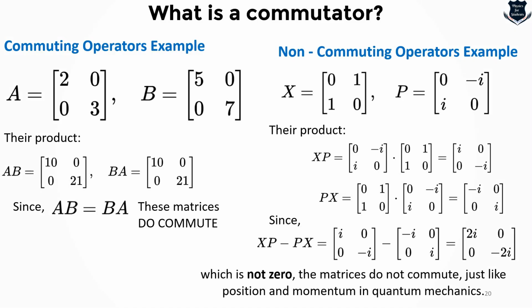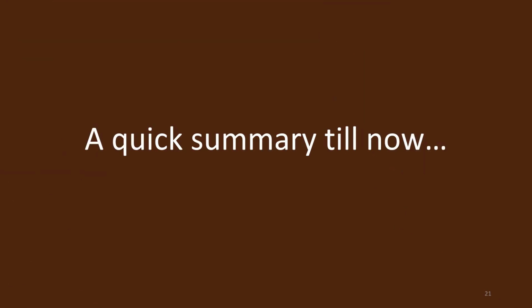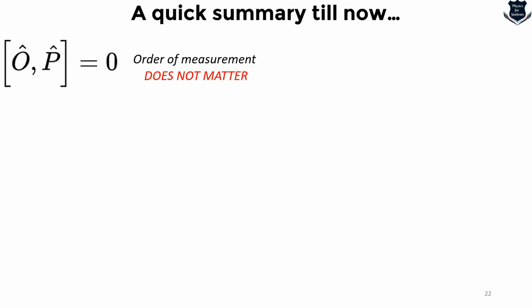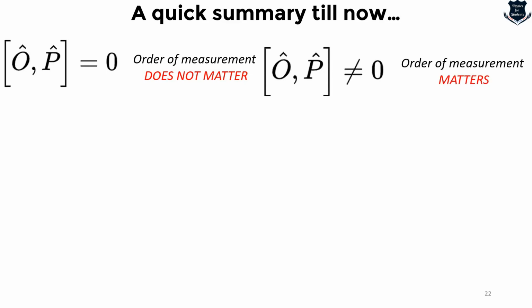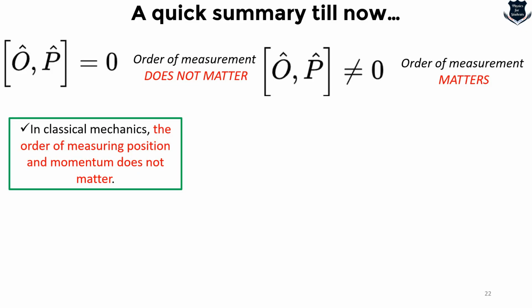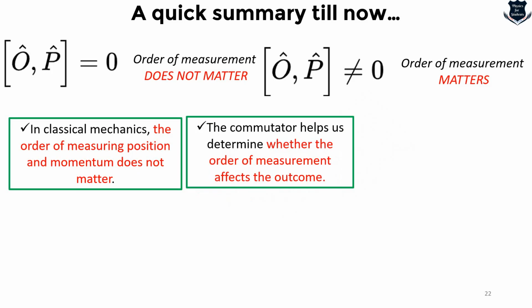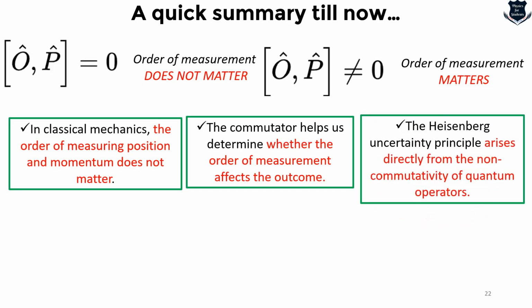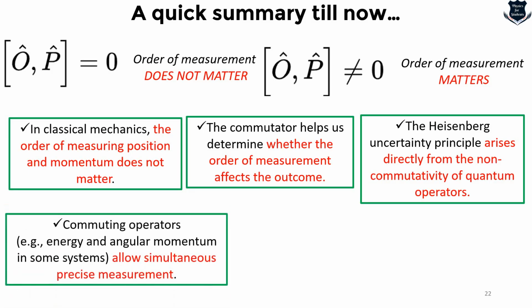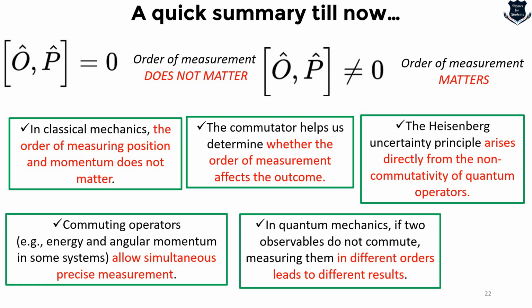Well, we will now take a pause and quickly summarize what we have learned till now so that we can move to the true part of the Ehrenfest theorem. So what we have understood till now is that if the commutator is equal to 0, order of measurement does not matter. And if it is not equal to 0, then order of measurement really matters. We have also seen that in classical mechanics, the order of measuring position and momentum doesn't matter, whereas a commutator helps us determine how the way we measure affects the outcomes. We have also seen that the Heisenberg's uncertainty principle arises as one of the consequences of the non-commutative property of quantum operators, and commuting operators also allow simultaneous precise measurement, and in quantum mechanics, if two observables do not commute, measuring them in different orders leads to different results.